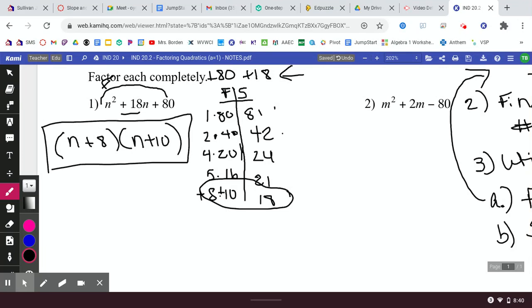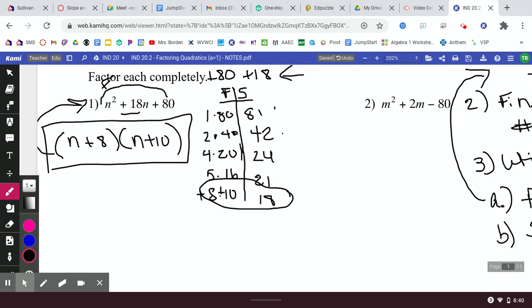And if you did it right, you should be able to use FOIL. And when you do first times first, you get n squared. When you do the outside, you get 10n. The inside is 8n. What do they add up to? 18n. That's your middle term. And then when you do last, 8 times 10, you should get positive 80. So if you FOIL, you should get back to your original expression.